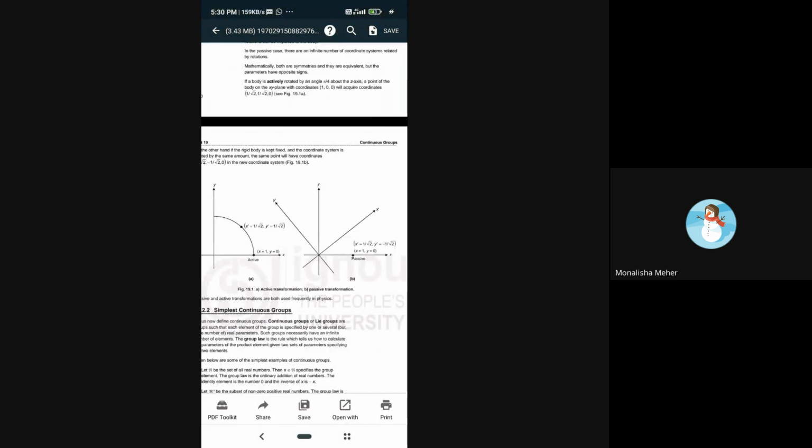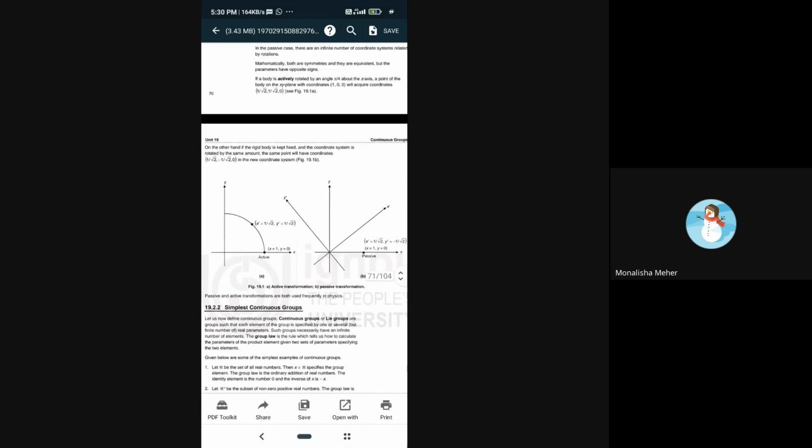Now your point is in the fourth quadrant. The point was on the x-axis. When you rotate the coordinate axes by an angle theta in the anticlockwise direction, then your point is in the third quadrant. So this is a passive transformation. In A, your point goes from the x-axis to the xy plane and your coordinate axes are fixed. That is an example of active transformation.